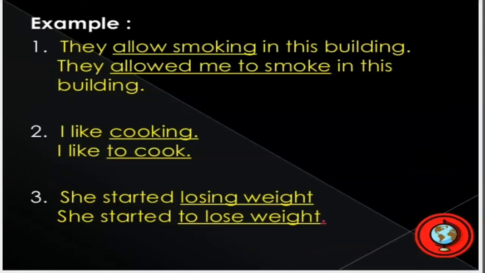They allow smoking in this building. Here this is a gerund. So it is general. They allowed me to smoke in this building. This is specific. I like cooking. I like to cook. In the first sentence we find it is general. In the second sentence it is specific. She started losing weight. She started to lose weight.